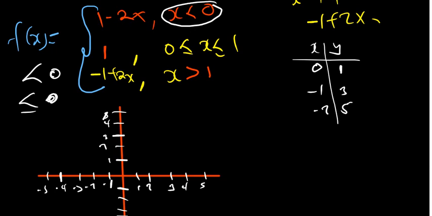Where is 0, 1? 0, 1 is here. I'm going to put an open circle because it is not included at that point. Negative 1, 3: negative 1 is here, all the way up to 3 at this point. What else? Negative 2, 5. 5 is somewhere here. I'm done with that one. The line is going to be like this. It will start from here and go there. Here I need to put the arrow because we don't know where it is ending. I'm done with this function.